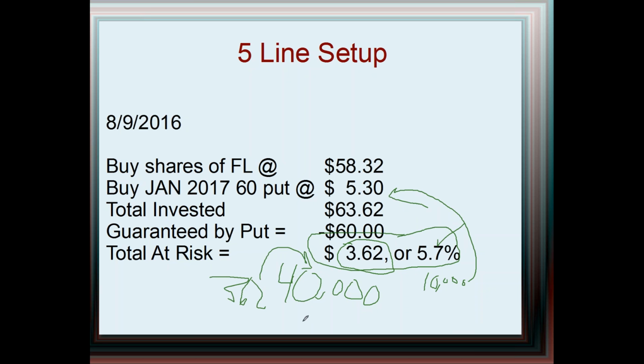So even if this stock crashed tomorrow or earnings next week and dropped to $30 per share, the most I could lose is $362 on this position, which is less than 1% of my total portfolio value. So I can stomach that loss and be perfectly fine. Okay, that's proper position sizing.